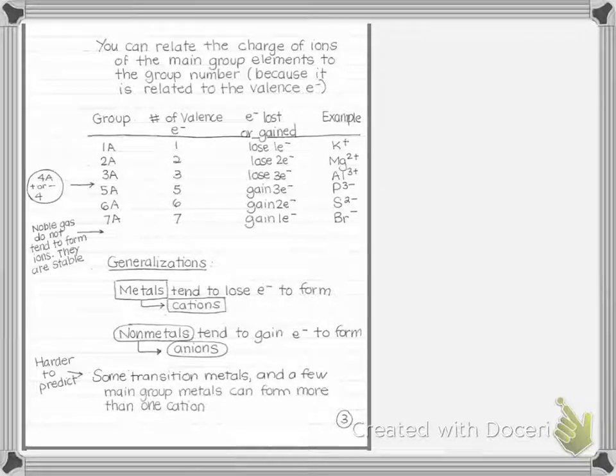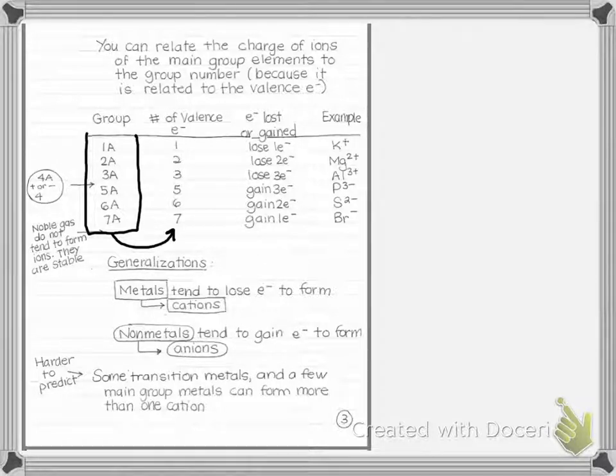Now, we can relate these charges to the periodic table. So thank goodness we don't have to go through every element and draw it all out and figure it out. We can relate the charge on the ions to the groups. So we're talking about the main group. So here's the main group. There are the groups right there. And we know that the group number of the main group is related to the valence electrons. So you'll notice group 1A has 1 valence electron.